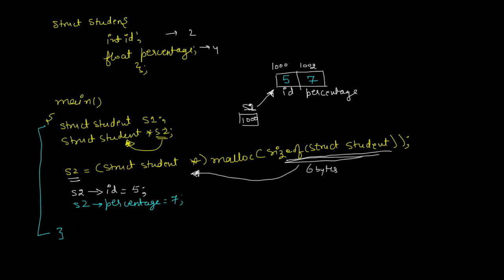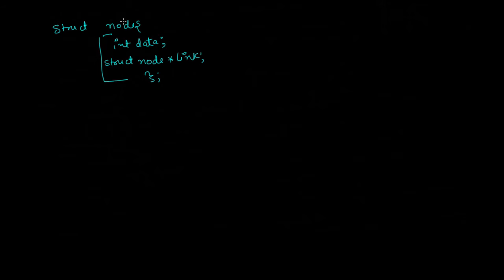Okay, now you can even have self-referential structures. So what are self-referential structures? If you have struct, let us suppose this is some node, and then you are doing int data, and then struct node star link. Okay, so if you have this structure, you can see here that this struct node is calling itself. That means we have a structure node, right? And in this structure node, we are using itself to make a pointer of this same data type, right?